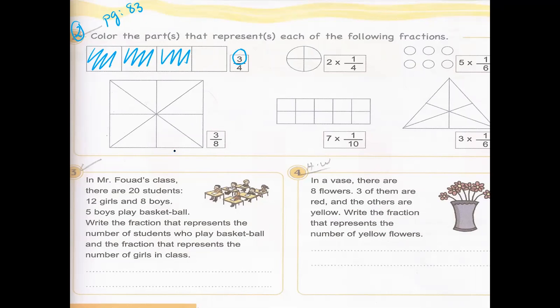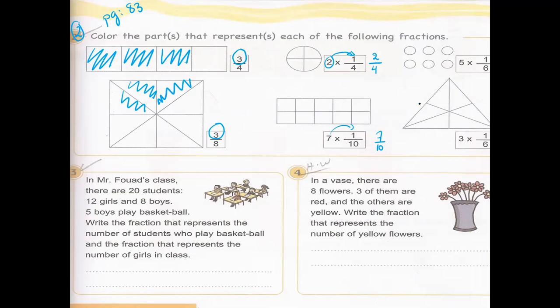Now 3 out of 8. So this square is divided into 8 equal parts. In order to know how many parts I should color, just look at the top. It's a 3. So I will color 3. 1, 2, 3. Anywhere, just color any 3 parts. Now, 2 times 1 out of 4. We said, how do we multiply a number by a fraction? Just multiply this number by its numerator. 2 by 1, it's 2 out of 4. And here, 7 times 1, 7 out of 10.